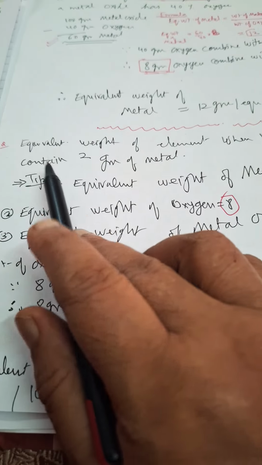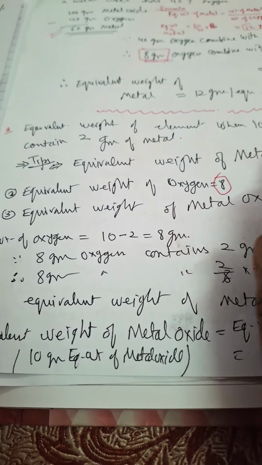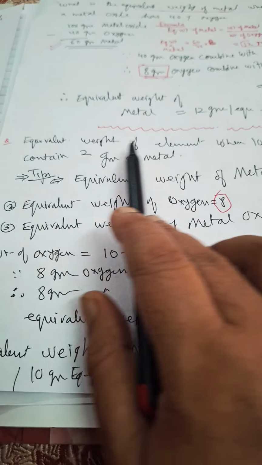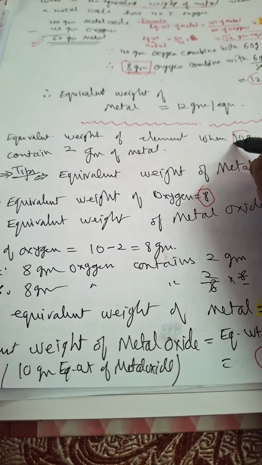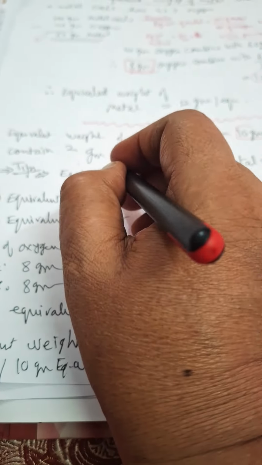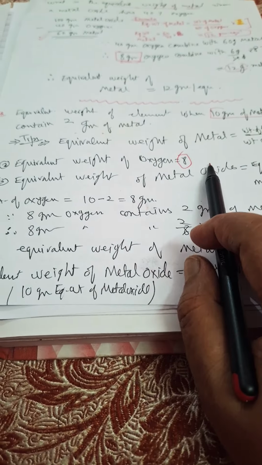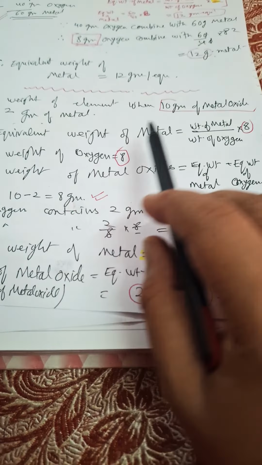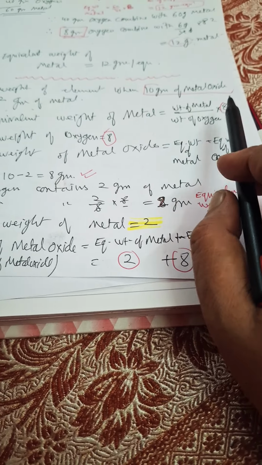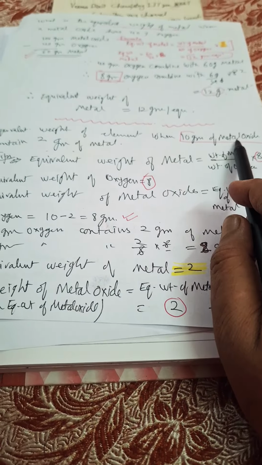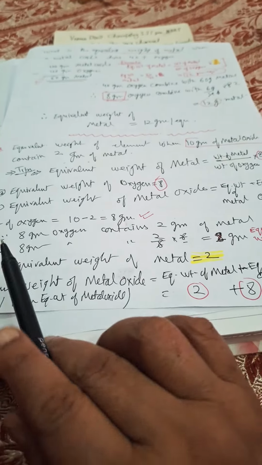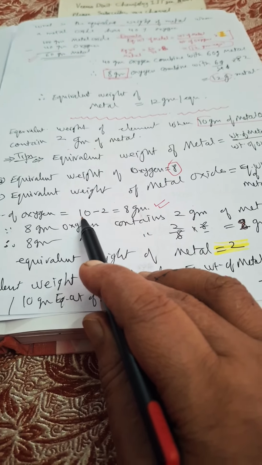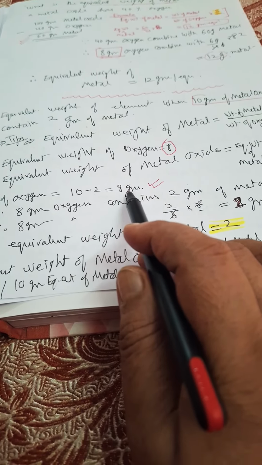Now we will see the second question: find the equivalent weight of an element when 10 gram of metal oxide contains 2 gram of metal. At that moment, you have to find the weight of oxygen, because I have given you the formula that equivalent weight of metal is equal to weight of metal by weight of oxygen multiplied by 8. The weight of metal oxide and of metal is given. The metal oxide is composed of metal and oxygen, so 10 gram metal oxide minus 2 is equal to 8. So 8 gram of oxygen.